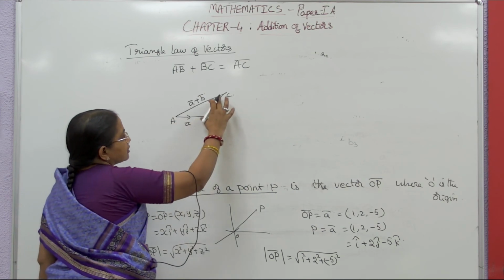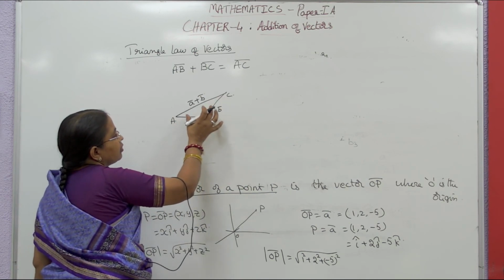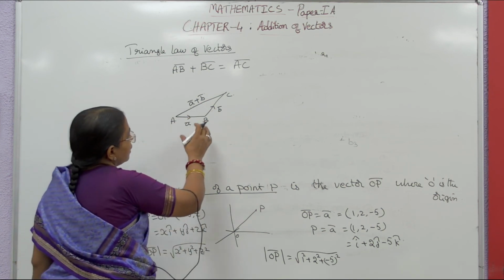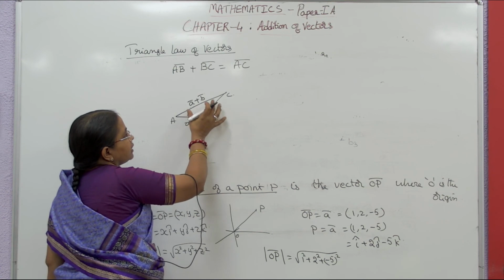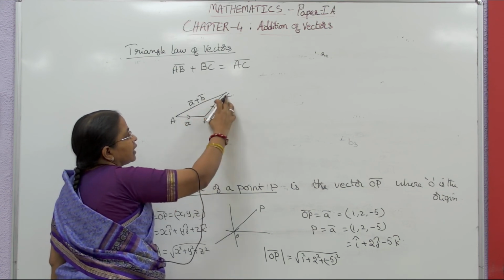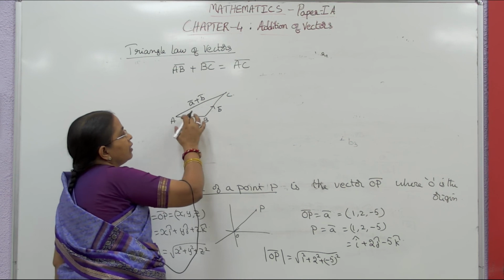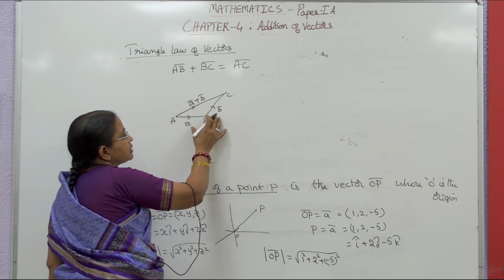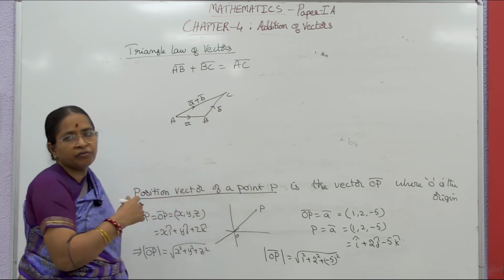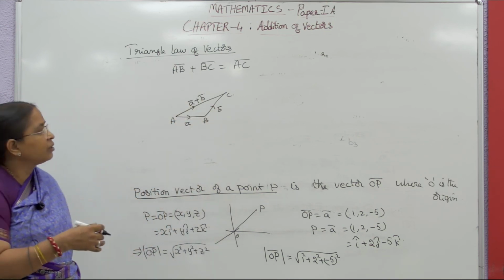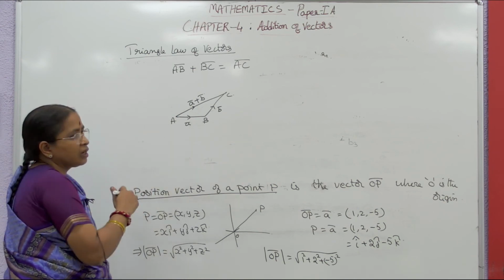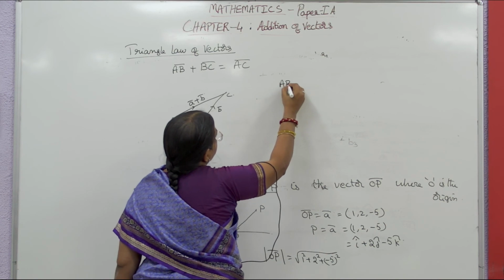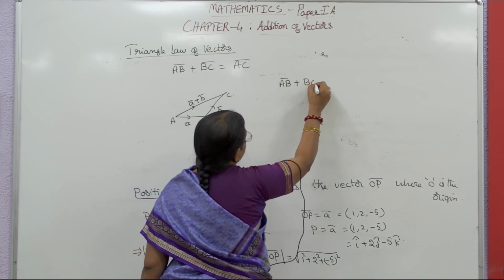The sum of two vectors a and b, if they represent the adjacent sides of a triangle, then the other side, from A to C, represents the resultant of these two vectors. So this is called the triangle law of vectors. Now see, you have AB plus BC is equal to AC.